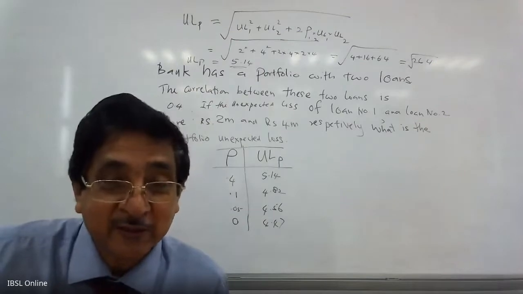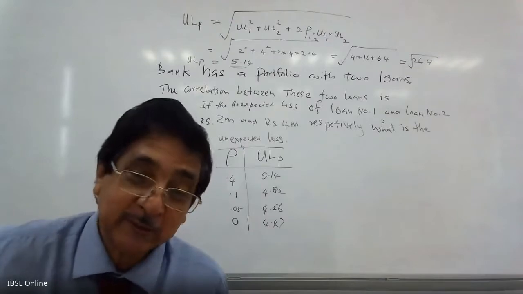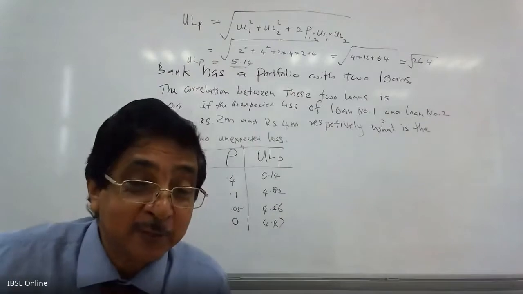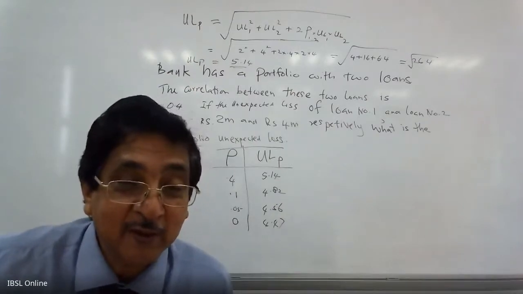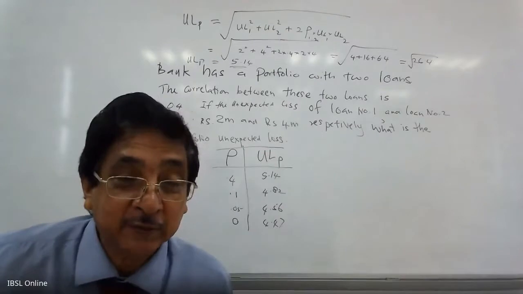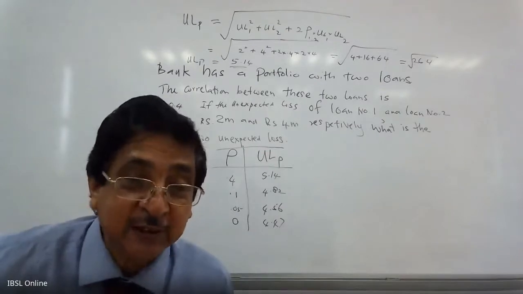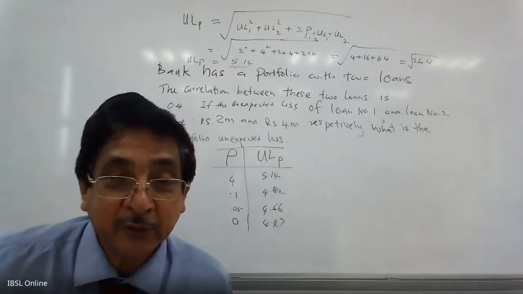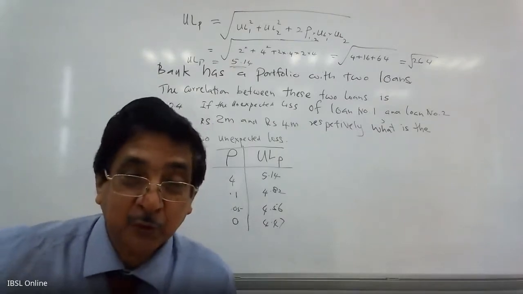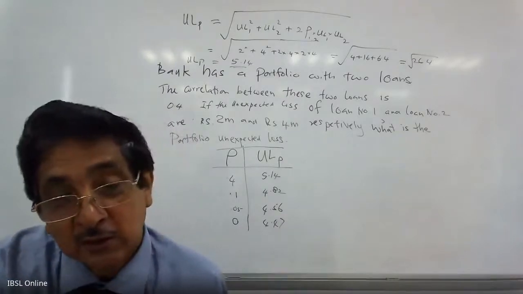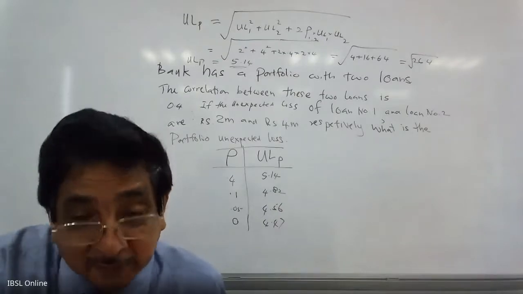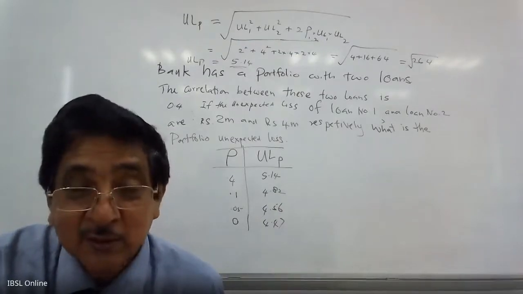You can just check it and see. You can do an experiment with 0.1, minus 0.1, and see what will happen to the answer. Then you will get a lower, further lower, even lower unexpected loss of the portfolio. So that means if you want to get the lowest portfolio unexpected loss, you can expect a minus correlation.